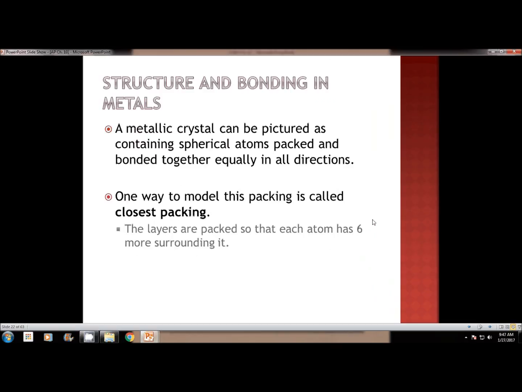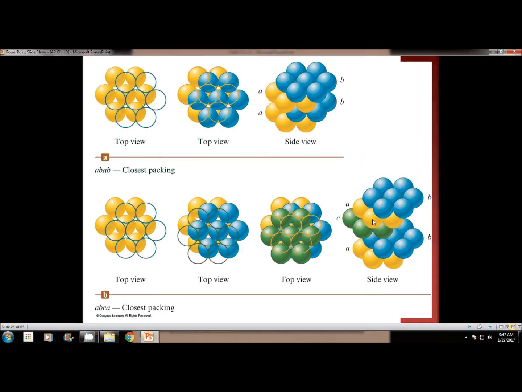So in metals specifically, there are some simple and discrete ways of putting the ions together, bonding them all together. One way to model this is called closest packing, where the layers are packed so that each atom has 6 more surrounding it. This picture is in your notes, and it shows how you have an atom and then you have 6 around it. It's showing you how you can layer these layers, these sheets, on top of one another. The most important thing to know is that each has 6 dimples when you put those 7 together.